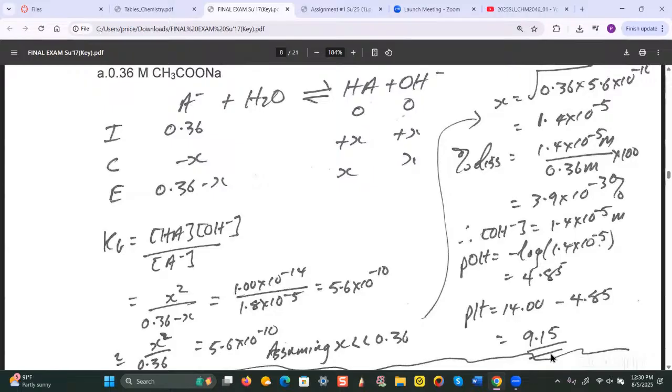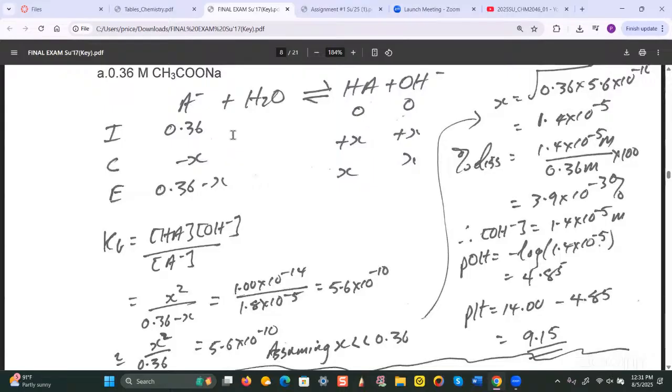So is the A minus representing the CH3COONa as well? No, because Na dissociates, right? So what is left after the Na leaves would be the CH3COO minus, which is the A minus. Okay, all right? Okay, yeah, it makes sense.